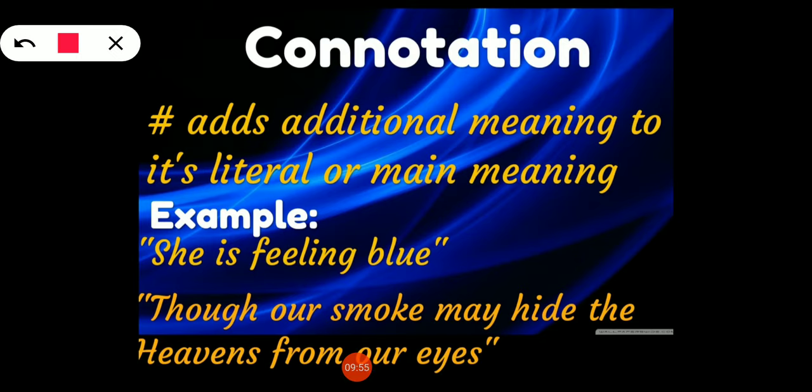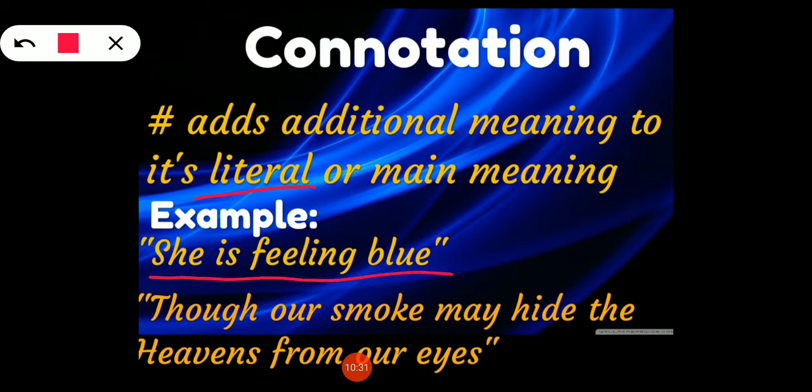Connotation is something which adds additional meaning to its literal or main meaning. Okay, so what is literal meaning? Literal meaning means the actual meaning conveyed in the line, right? So see, look at the example so that you can understand better. She is feeling blue. Okay, she is feeling blue.